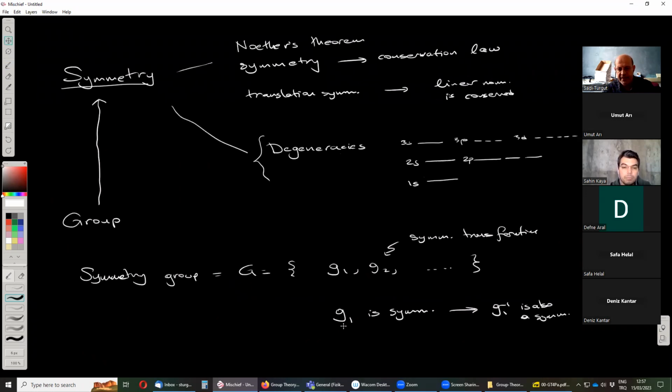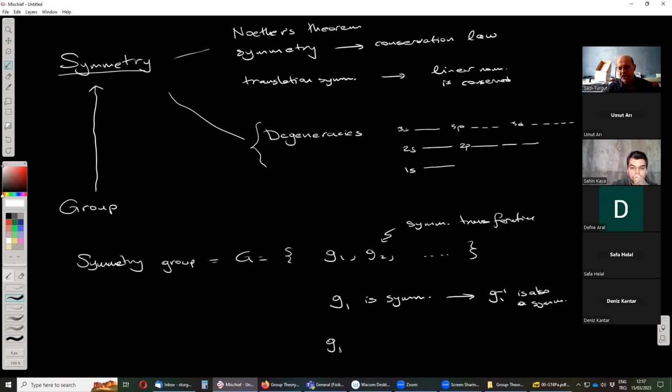There's also another thing in here. If G1 and G2 are symmetries, then the symmetry operation that's obtained by first applying G1, so that's function composition in a way, is also a symmetry. So it tells you that within that group, this composition should also be allowed. And so the composition of two symmetric transformations is also a symmetric transformation.